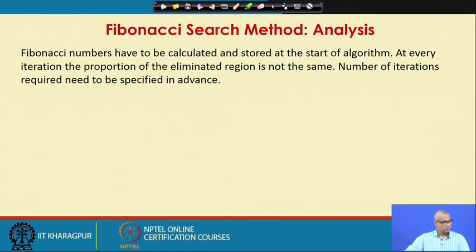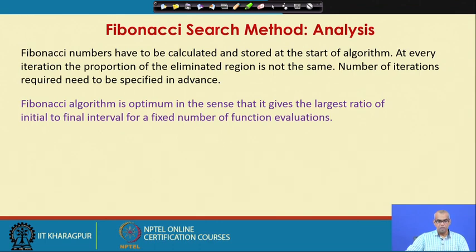Let us learn a few important points about Fibonacci search method. Fibonacci numbers have to be calculated and stored at the beginning of the algorithm. At every iteration, the proportion of the eliminated region is not the same. Number of iterations required need to be specified in advance. Fibonacci search algorithm is optimum in the sense that it gives the largest ratio of initial to final interval for a fixed number of function evaluations.